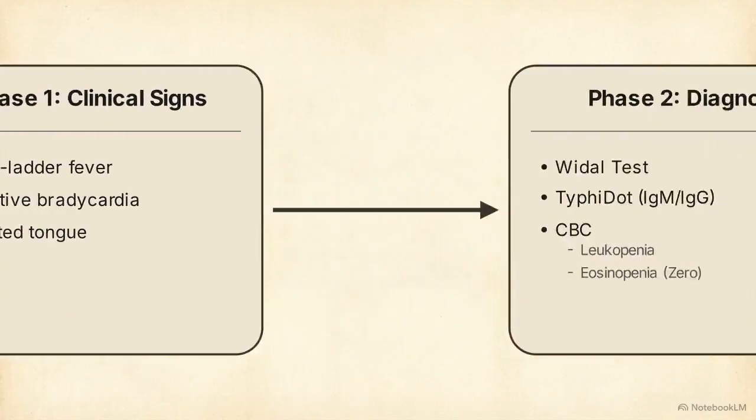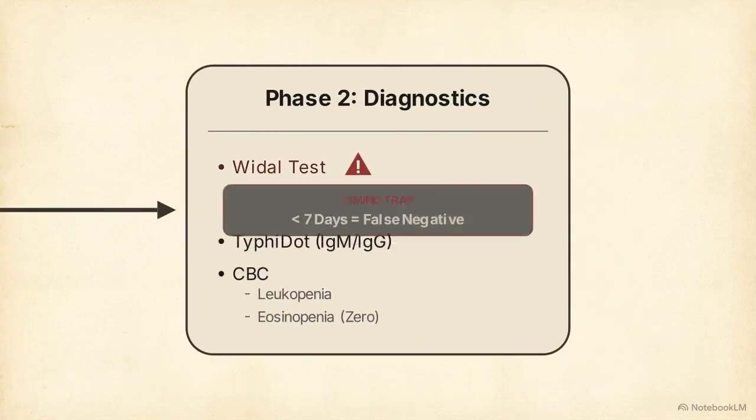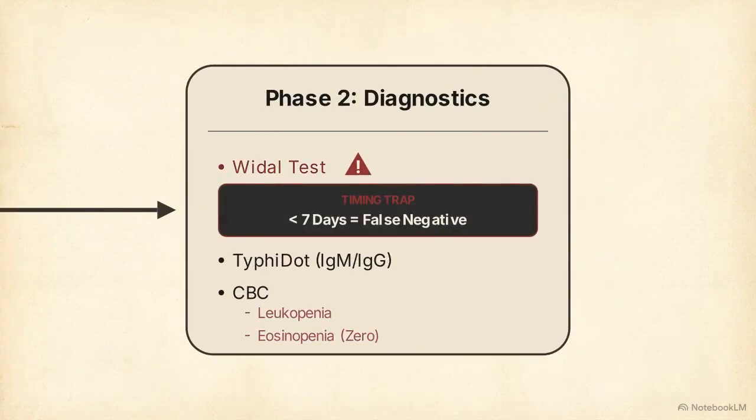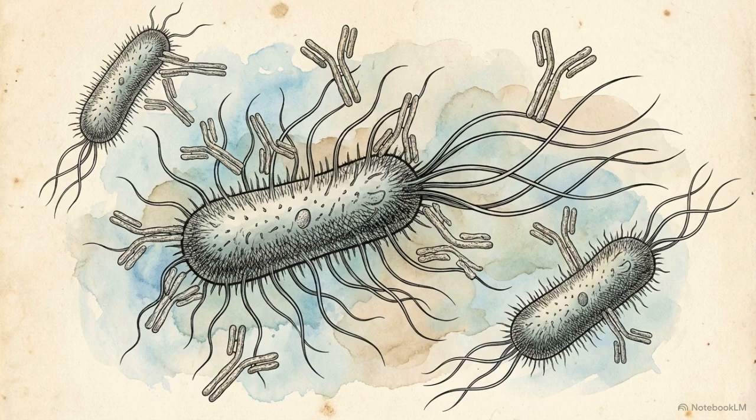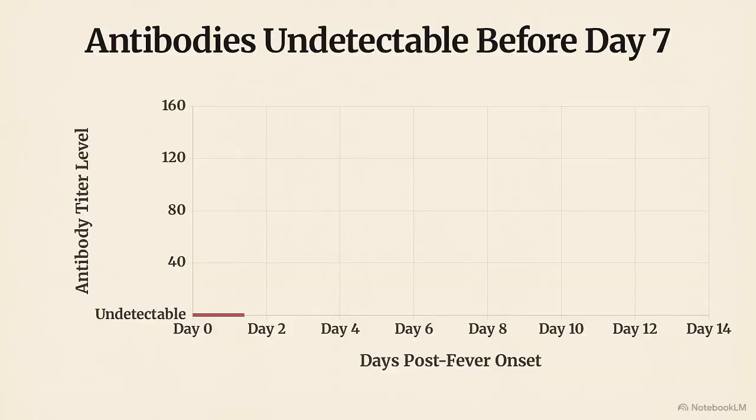Moving to the diagnostics branch of the algorithm, we encounter a severe timing trap. The most common diagnostic error in the OPD is ordering a Widal test immediately upon fever presentation. The Widal test is a serological assay that looks for antibodies against Salmonella bacteria. This timeline chart illustrates the chronobiology of the Widal test.